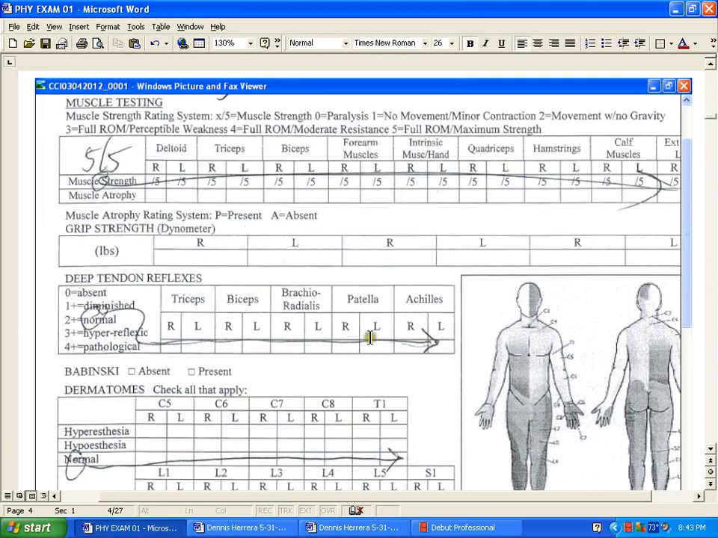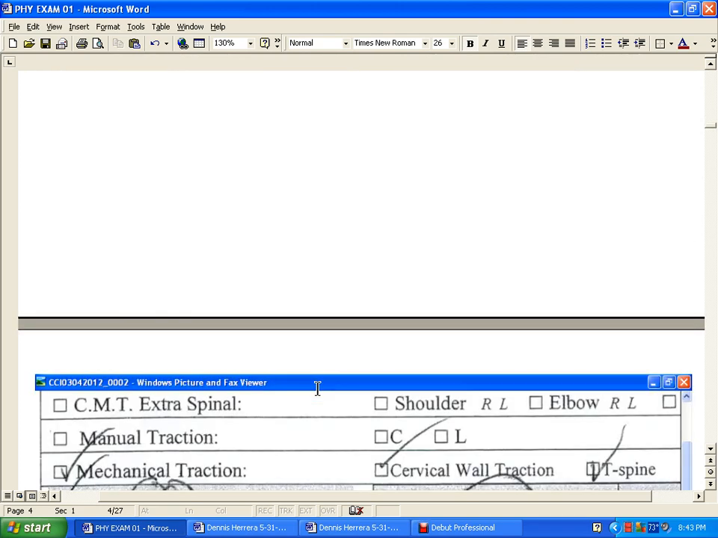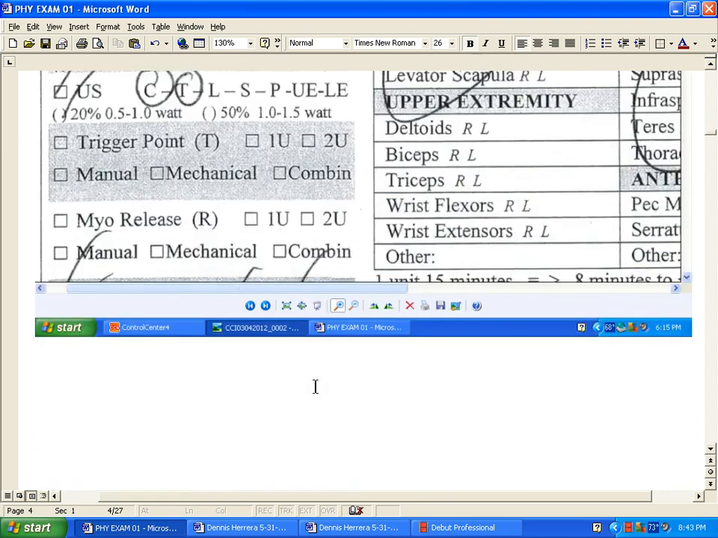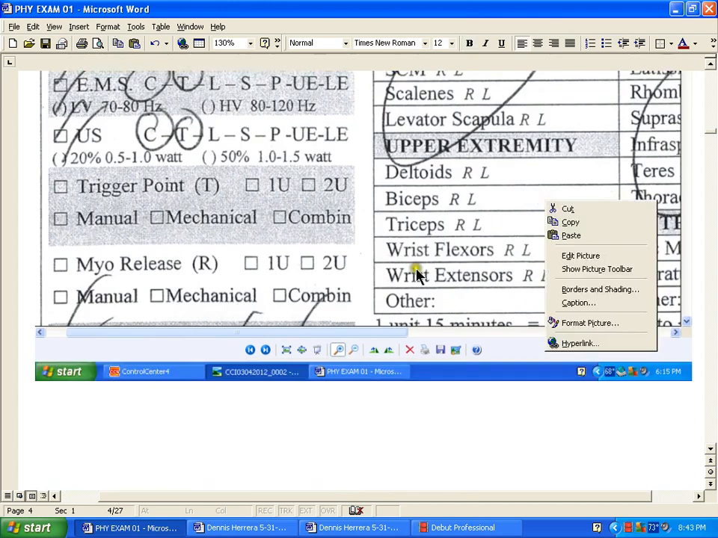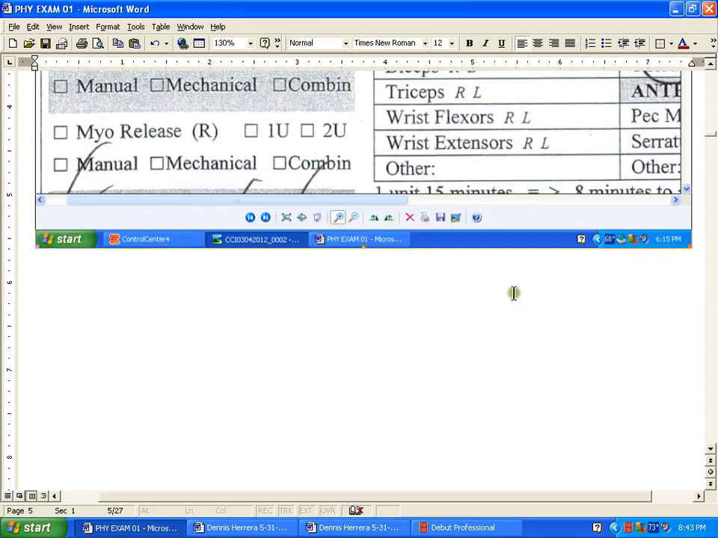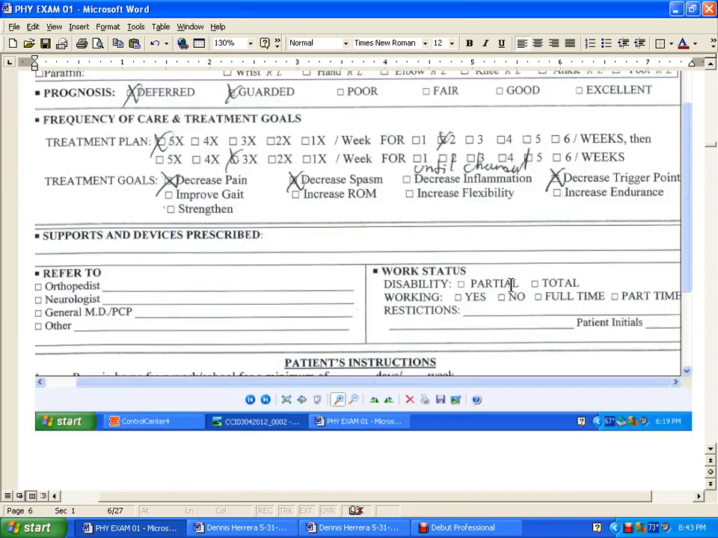Okay, that covers all of the muscle testing, deep tendon reflexes, and the dermatomes. Now we'll go on to this page, which is the top of the recommendation page, which we don't do anything with. This is the doctor that did the treatment, but we don't type anything in about it. Okay, this is the bottom of that page. That's what we have to look at.